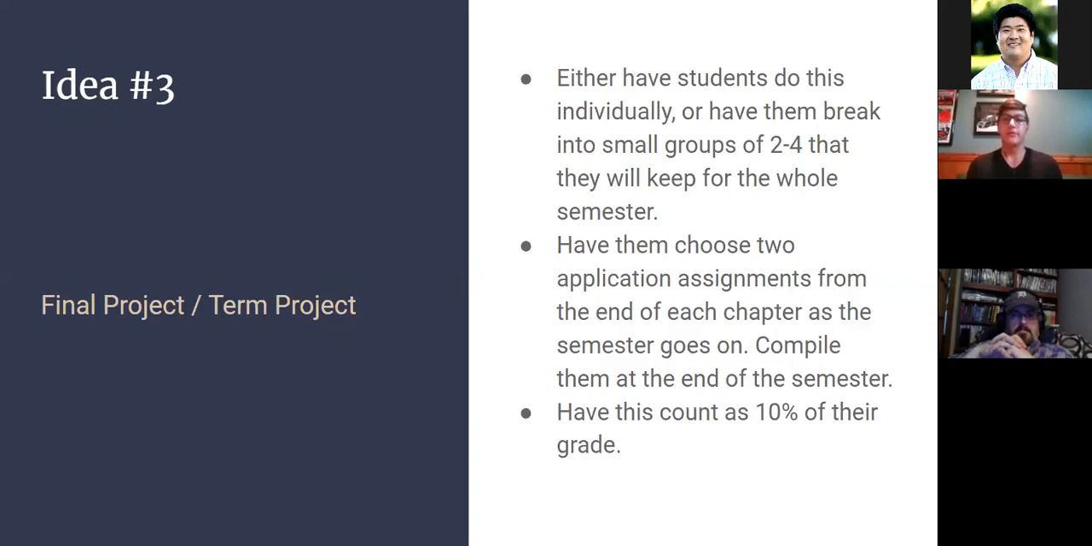But in this case, if they were in groups, I would say have them choose 2 application assignments from the end of each chapter, since they are in groups and it's a larger project, and then compile them at the end of the semester and have it count as 10% or so of their grade, a pretty significant chunk, like you would a term paper or something.